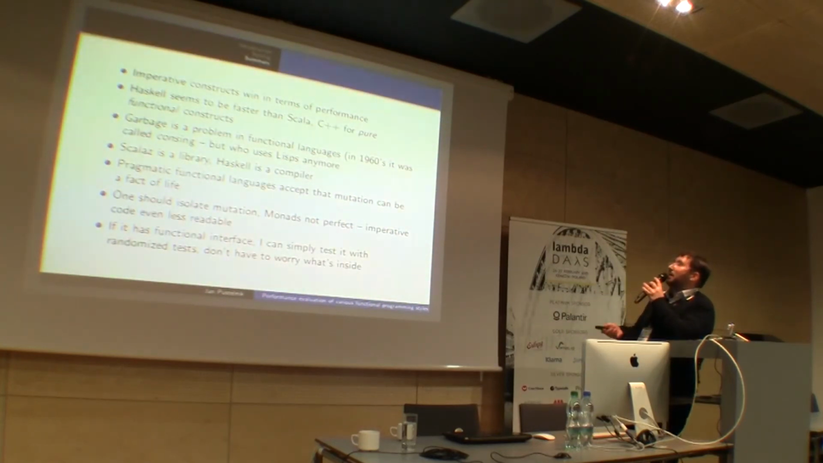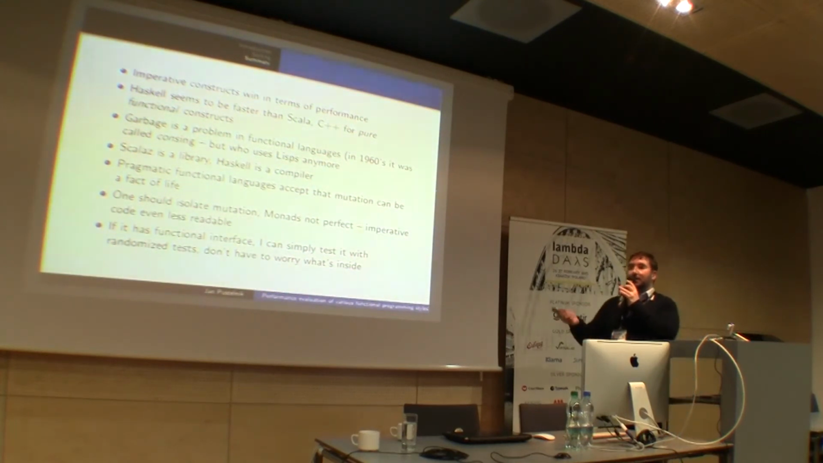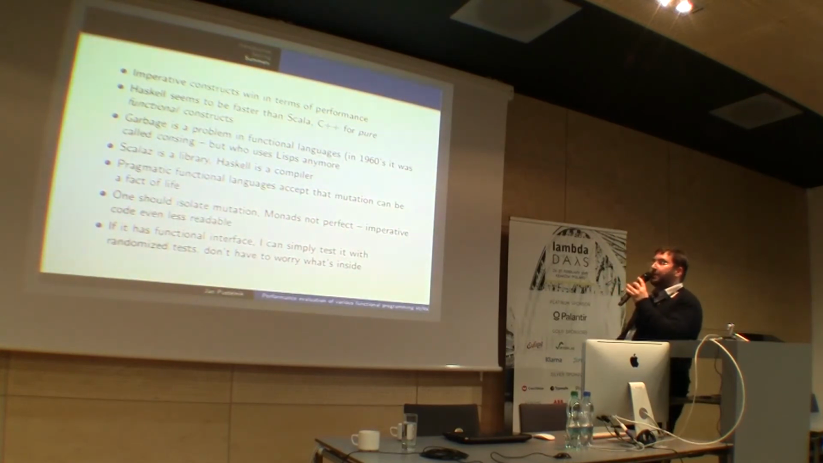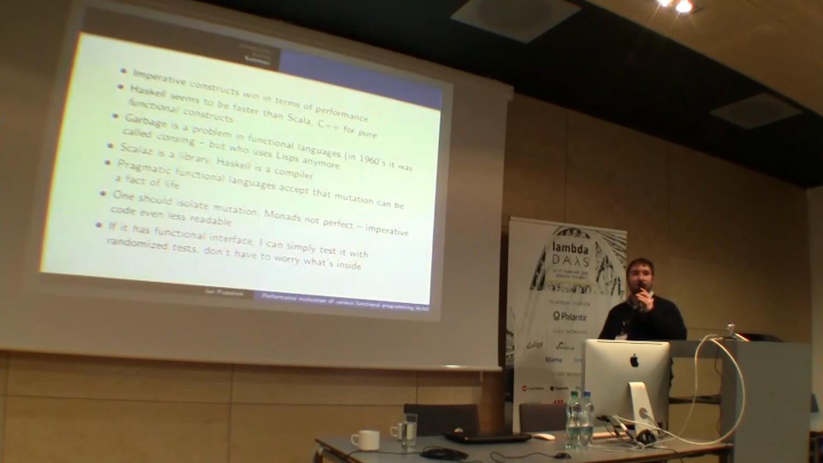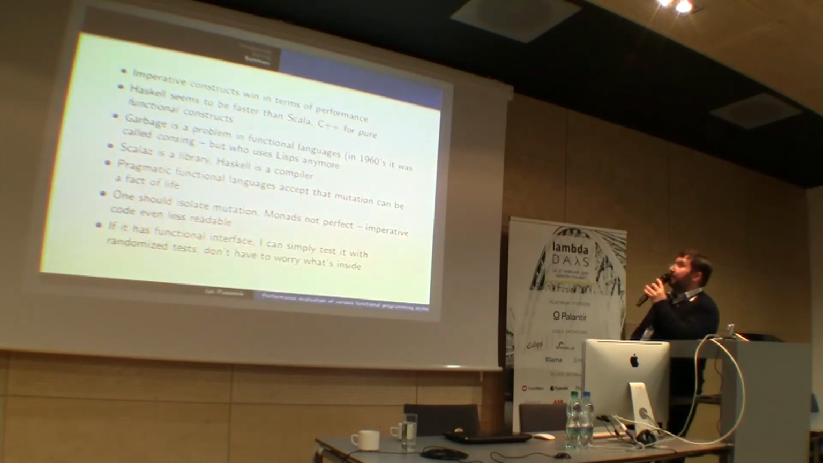Okay, so these are mainly takeaways. Imperative constructs win in terms of performance. Haskell seems to be faster than Scala and C++ for pure functional constructs. You would notice that if you would run through those results in detail, because Haskell is very heavily optimized towards functional programming. Garbage is a problem in functional languages, okay? It's really a problem. Scala is a library, so it's way slower than Haskell, which does many things as a compiler.